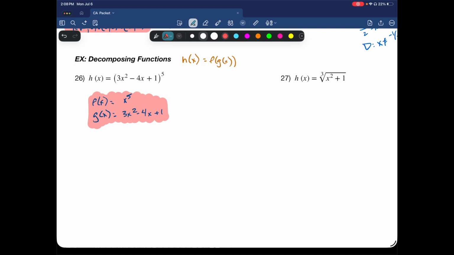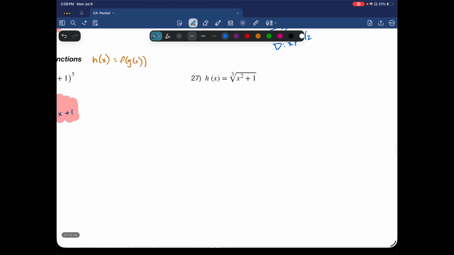On 27, again, I'm going to take the inside of that. So I got f of x, I got g of x. I'm going to take the inside function and let it be the inside of that radical. So if g is the inside function, that means x squared plus 1 is going to be g of x, which means that I got the cube root of x for f.